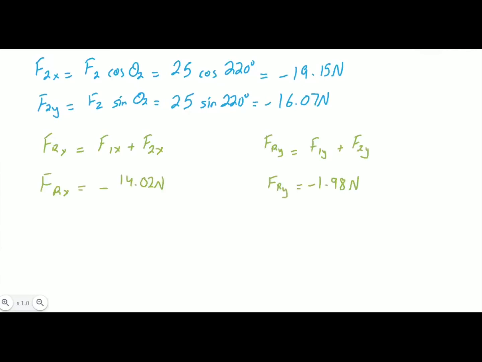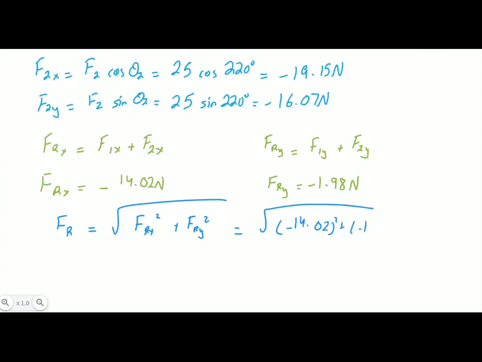And to find out the magnitude of the resultant force FR, we will use the formula which we have found by using the Pythagoras theorem, according to which FR is equal to the square root of FRx square plus FRy square. So if you substitute the values, we will get minus 14.02 square plus minus 1.98 square. So this will be equal to 14.16 Newton. So this is the magnitude of this resultant force.